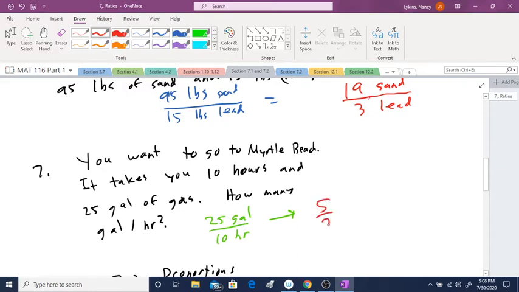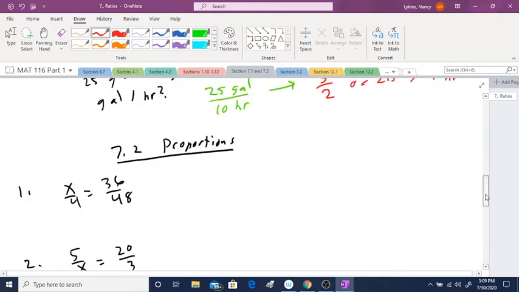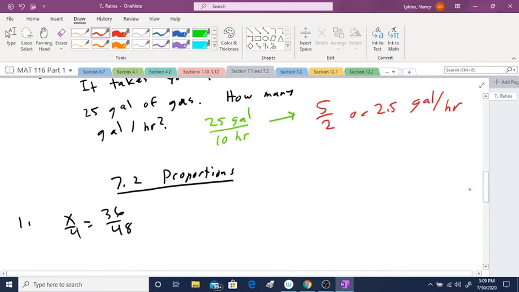So this would be 5 over 2, or 2.5 gallons per hour. Okay, that concludes the ratio. Now this is the proportion part.